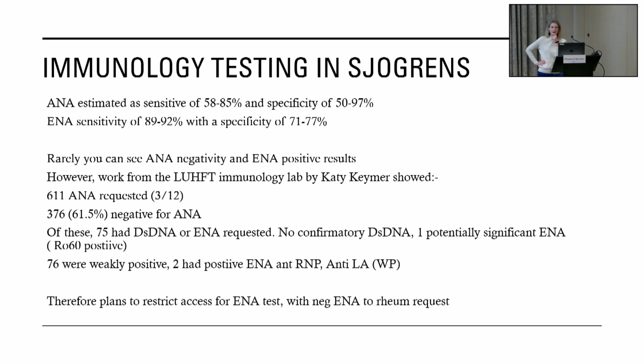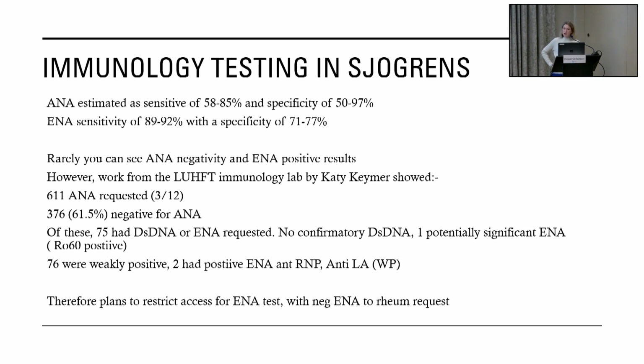I would say. So I just thought I'd briefly touch on immunology testing, because it's difficult to know what is appropriate to do in primary care and what we should be saving for secondary care. So an ANA, which is easy to access, has a sensitivity of 58 to 85% and specificity of 50 to 97%. So it is very unusual, but not unheard of, to have a patient who is ANA negative with a final diagnosis of Sjögren's disease.